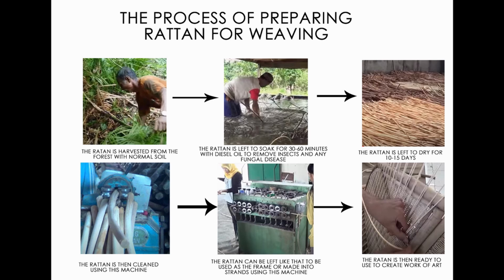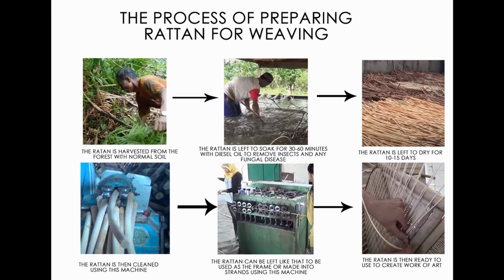Next is the rotan, which is about the same process. You harvest and then you soak, but you don't boil, and then you lay it out to dry, as you can see here in the process. And then after drying, it can be made into strands, or used as it is to create a frame, as you can see the frame going on.